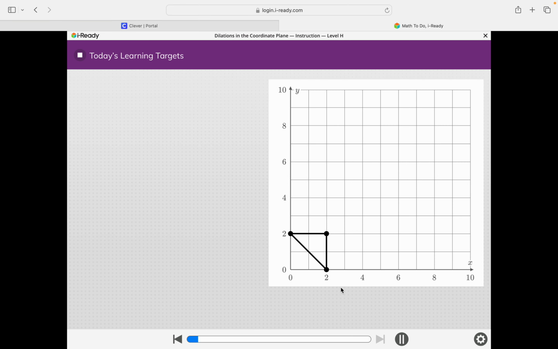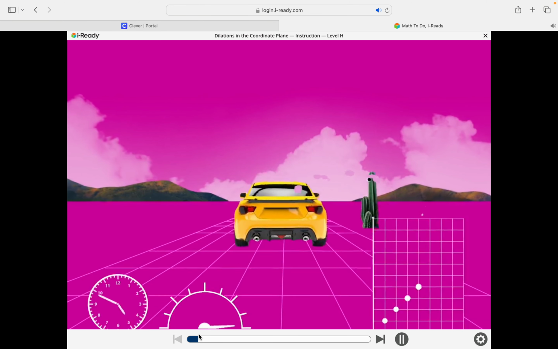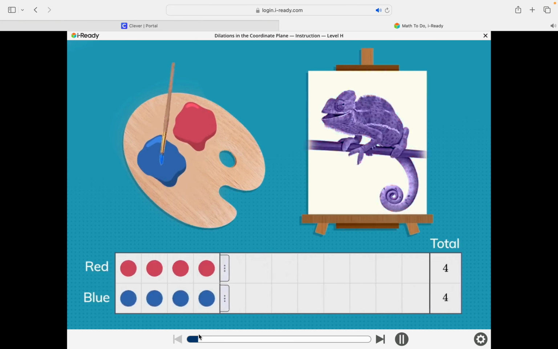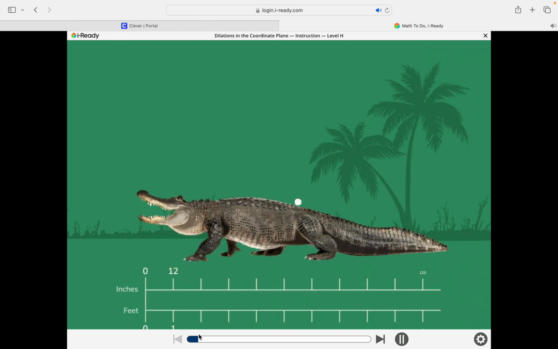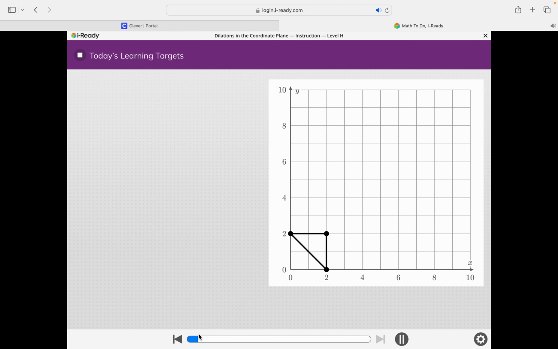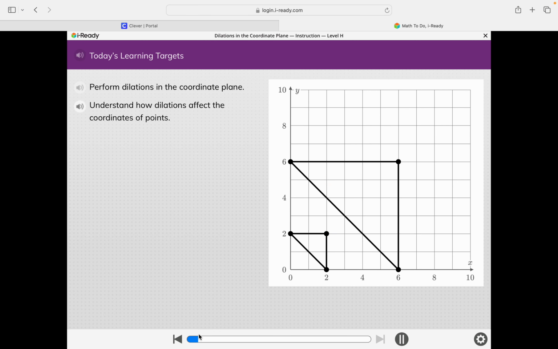Okay. Here are today's learning targets. Perform dilations in the coordinate plane. Understand how dilations affect the coordinates of points. These are similar, but they're not exactly the same. They have the same shape, same angles and same shape, but this side will be big and this one's small.